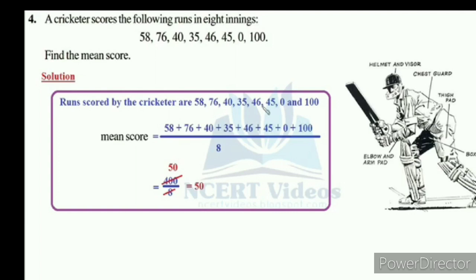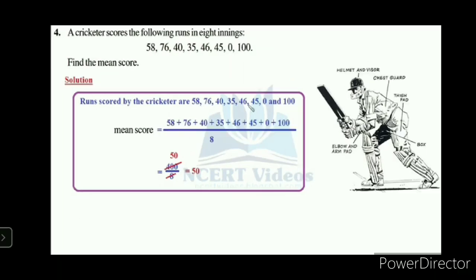Runs scored by the cricketer, write as follows. Then mean score is the sum of the runs, that is all the runs we should add: 58 plus 76 plus 40 plus 35 plus 46 plus 45 plus 0 plus 100. If you add all these runs, you will get 400. 400 by 8. What is 8? 8 is the number of scores. Totally 8 numbers. 400 by 8 is equal to 50, the mean score of this data.